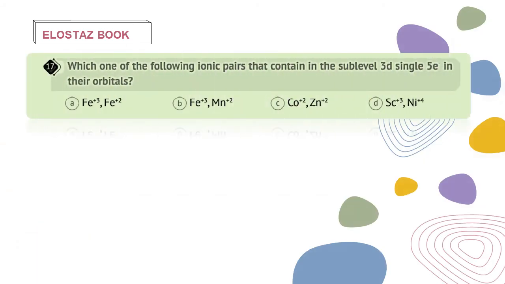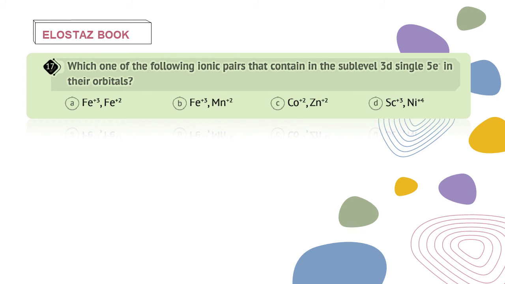Question 17 says: which of the following ionic pairs contain 5 single electrons in the 3D sublevel in their orbitals. If we discuss, we have different choices here. The first one, Fe plus 2 and Fe plus 3. Then iron Fe plus 3 and manganese Mn plus 2, cobalt plus 2 and Zn plus 2. The last one, scandium plus 3 and nickel plus 4.